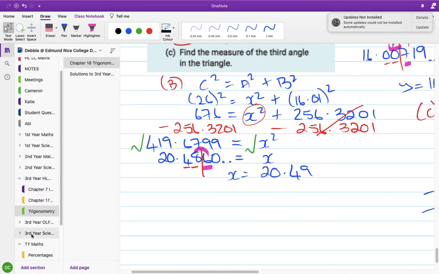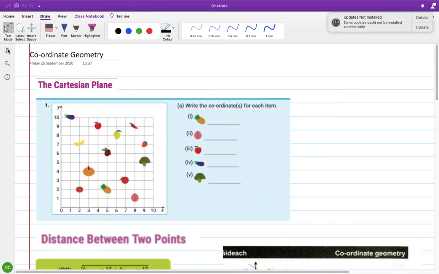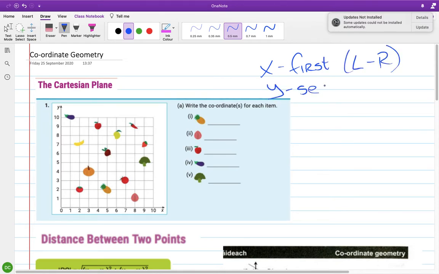And what we're moving on to today is actually a new chapter. So it's chapter 17 in your book 2, coordinate geometry. And 2 relatively straightforward concepts here today. The first thing is coordinates, okay? So they want to know the coordinates of the pineapple. So the way you do coordinates is you always do x first, and x is your left-right movement, and then y goes second, and y is your up-down movement.